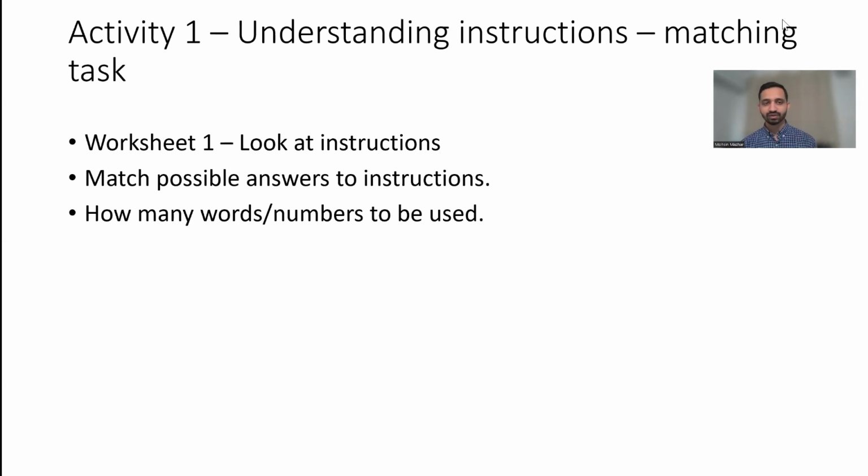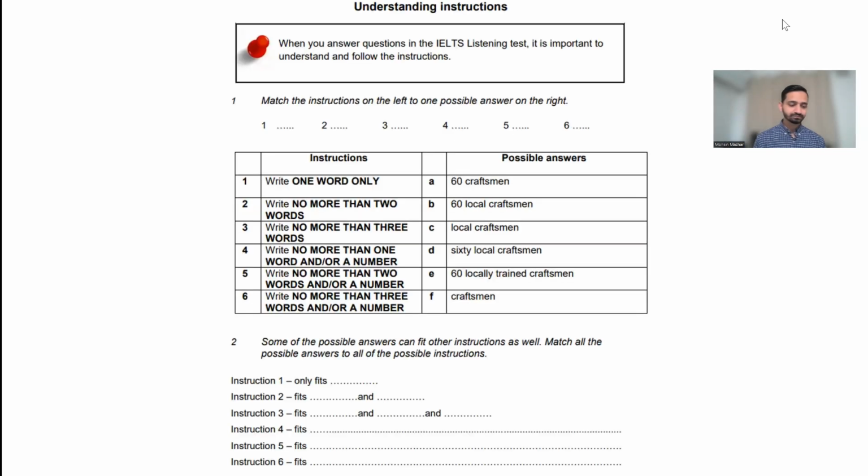We're gonna start with looking at worksheet one. We're gonna look at the instructions. We'll match the possible answers to the instructions. It's very important that you understand the instruction, so we will spend some time on it. The instruction is going to tell you how many words you can use. A lot of people actually do not read the instruction carefully, and if you write more words than is required of you, you're going to lose marks. Okay, so let's do this quick activity where we are just understanding and setting the tone for the actual thing.